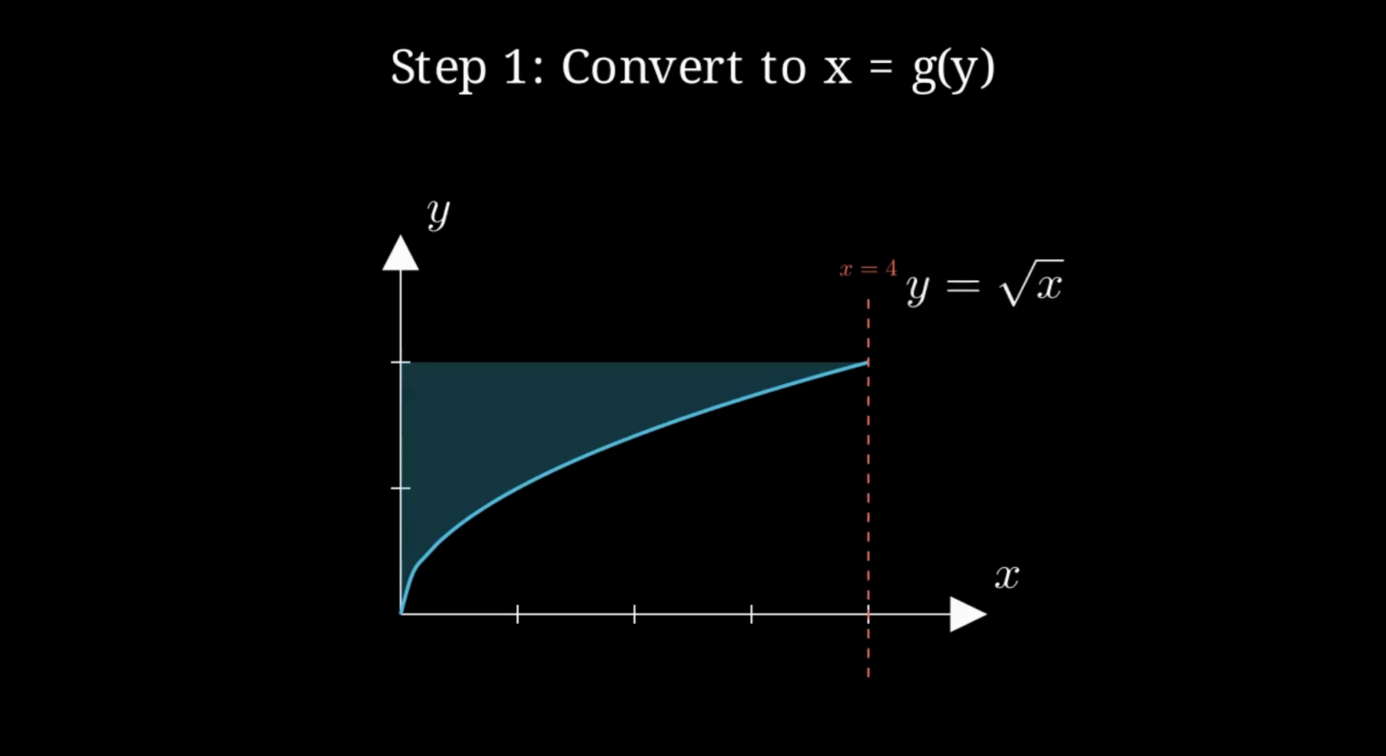Our function is y equals the square root of x. Squaring both sides, we get x equals y squared. Our limits for y are clearly defined from the origin at y equals 0 up to the top boundary at y equals 2. Now we have our function and our interval ready for the setup.